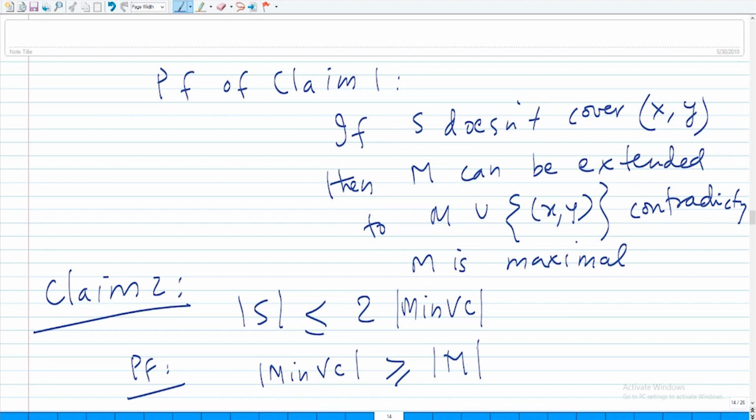So, minimum vertex cover size is at least |M|, but what is S? How did we get S? We picked both endpoints of our matching. So, S is exactly 2 times |M|, right. So, does it not follow that this is less than or equal to 2 times the size of the minimum vertex cover? So, what I have produced is a ratio 2 approximation algorithm for vertex cover, right.